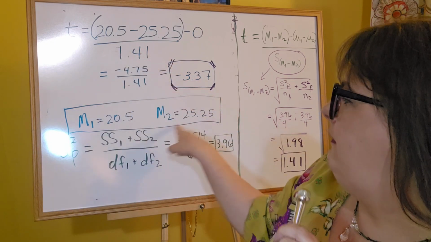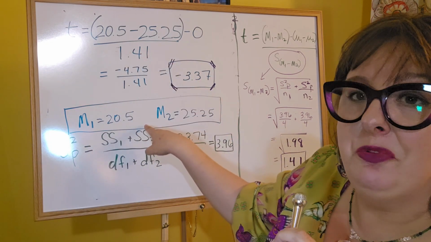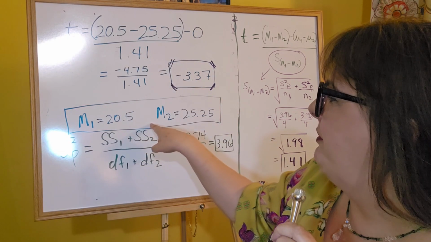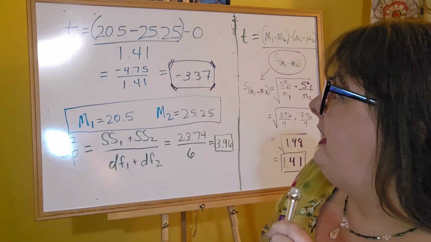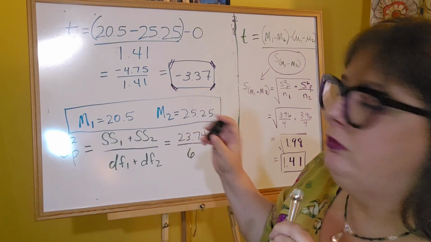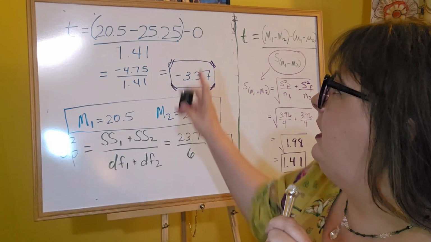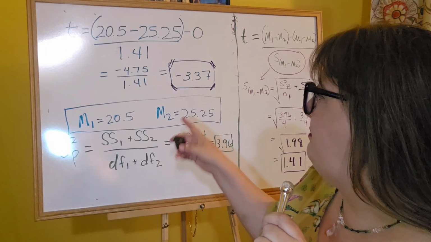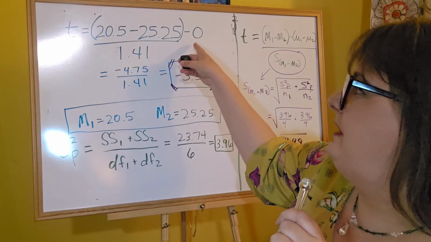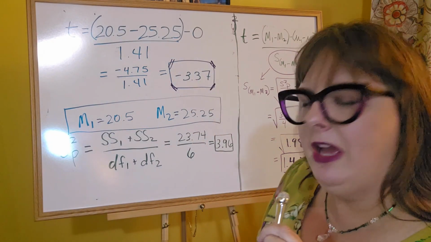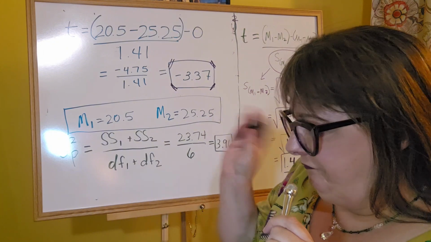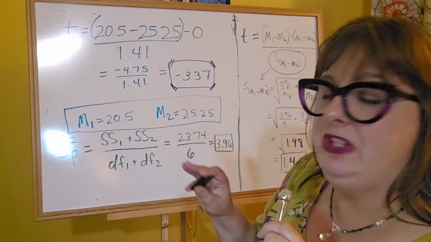So I erased some stuff and rewrote the means here because we do need those. They are important. So 20.5, that's the mean for group 1, or X as I called it earlier, minus 25.25, the mean for group 2, minus 0. Remember, 0 because the null hypothesis says that those population means are not different.